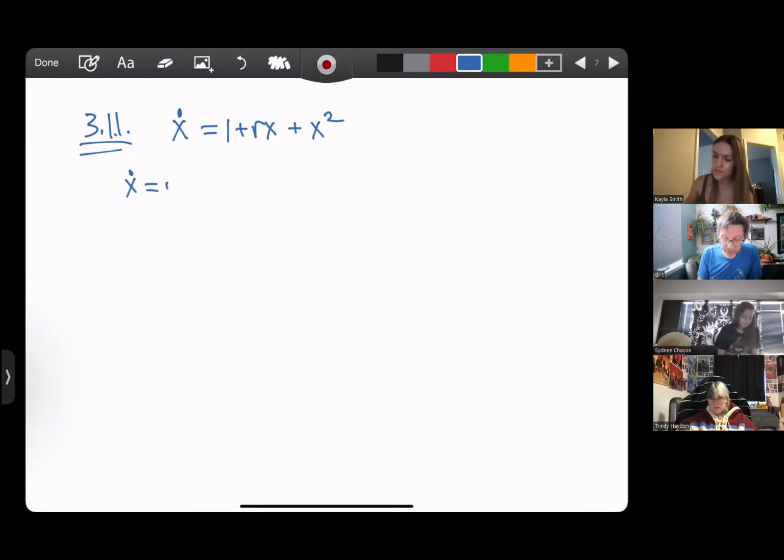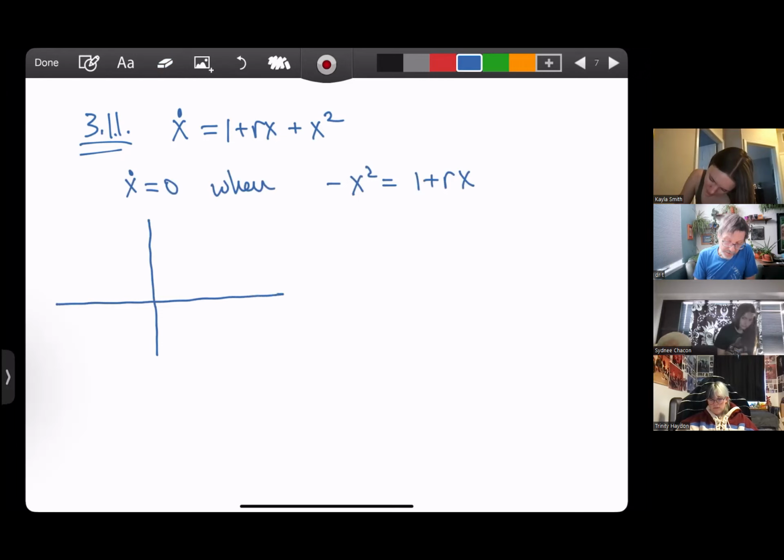So x dot is going to equal 0 when negative x squared is equal to 1 plus rx. I'll get you rolling. So negative x squared is this. What's the other side? So this is y equals negative x squared. What's the other side look like geometrically?